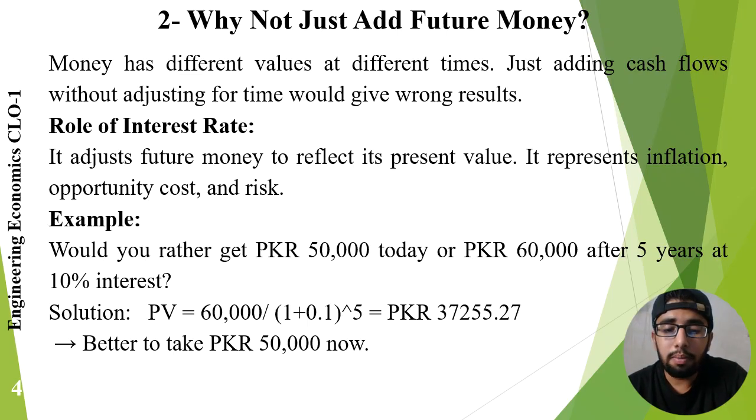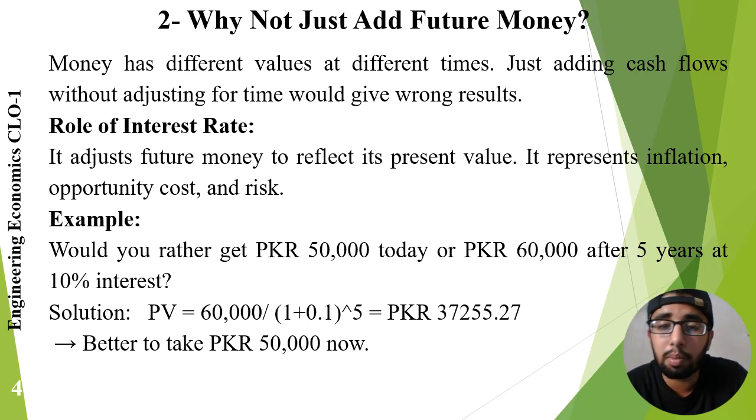For example, 10 years ago, many products could be purchased at much lower prices than today. Therefore, a certain amount of money in the future does not have the same purchasing power as the same amount today. The interest rate acts as an adjustment factor that converts future money into present value.